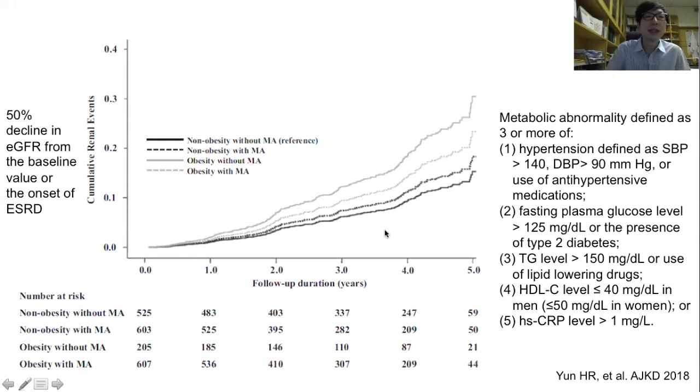And you would see that these lines separate quite nicely, in which the renal events are lowest in patients who are non-obese without metabolic abnormality. And you can see a greater increase in the incidence of renal events with the development of metabolic abnormality, and also then with the development of obesity. So this shows a relationship between obesity and renal events, in particular the progression of CKD.